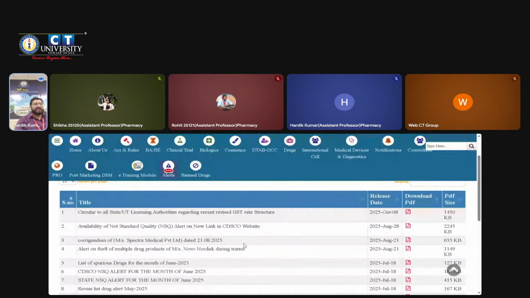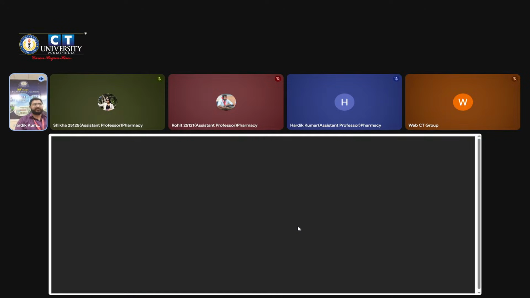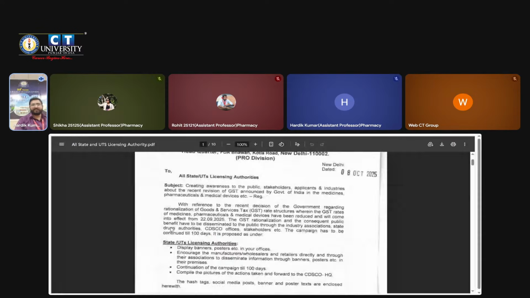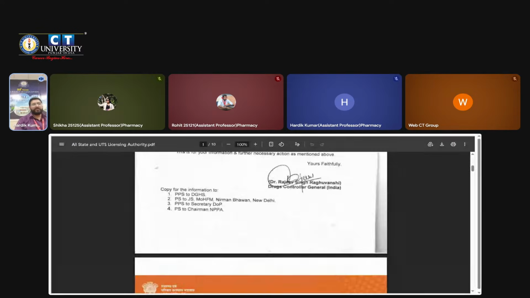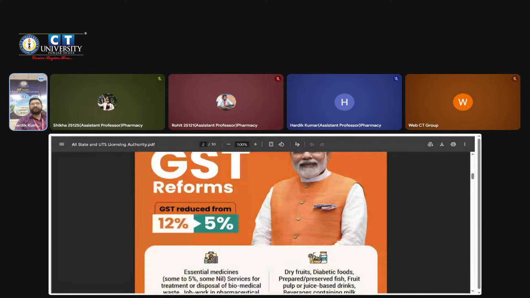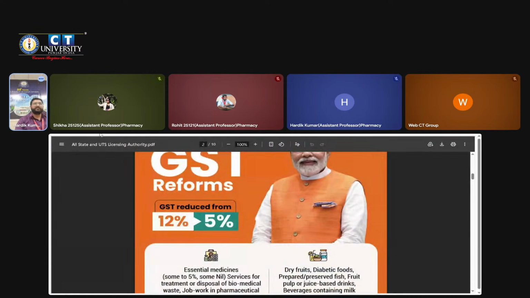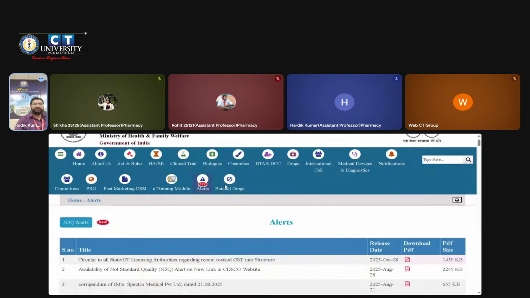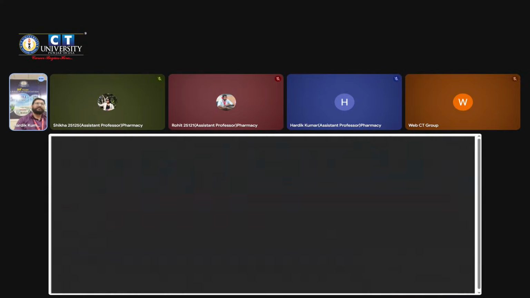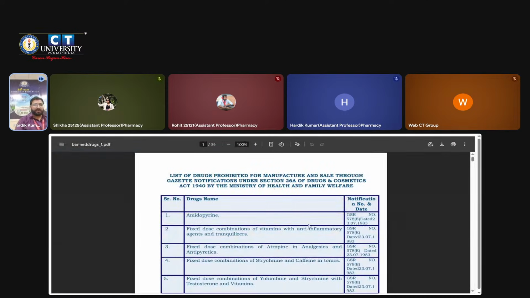These are the alerts. If I open one alert, that is a circular to all the state authorities about the revised GST rate structure. This is a new alert on the website where they have told about the new GST structures on the drugs, 12% and 5%. Then the banned drugs. Here we can get the information on the drugs which are banned nowadays.